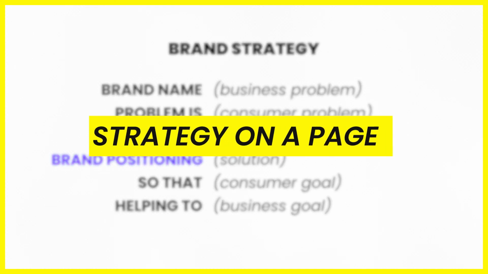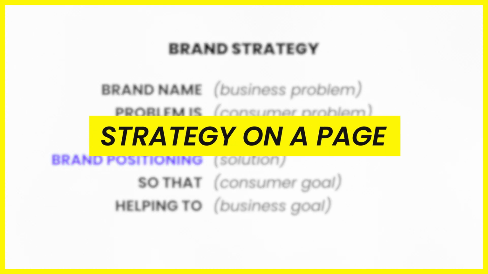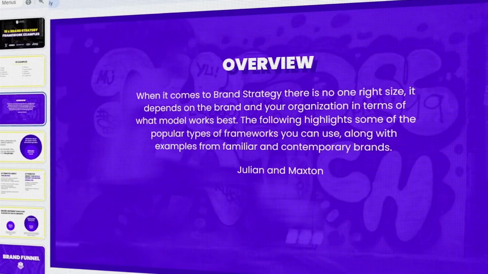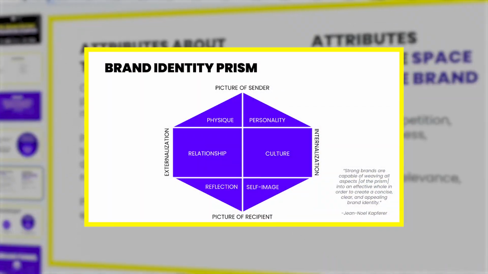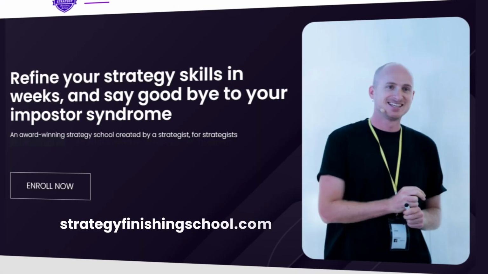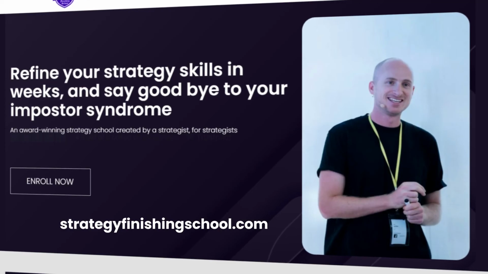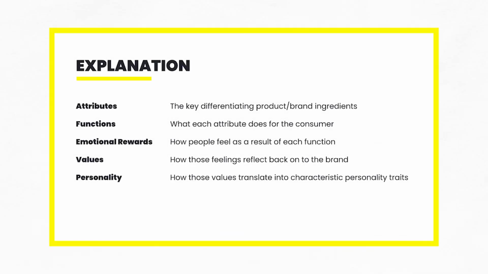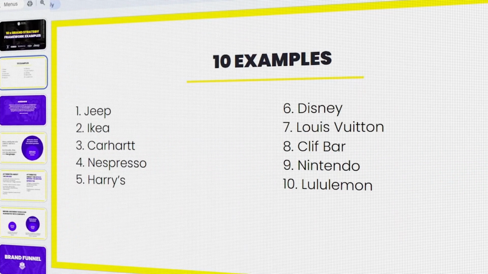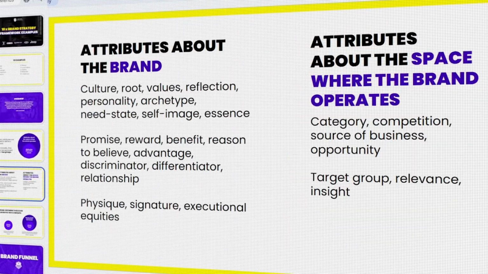This is also called a strategy on a page, the framework that I use for most of my clients because of its simplicity and anyone in the business can make sense of it. However, there are other frameworks that you can use too, like the brand identity prism, brand key, and brand conviction springboard to visualize your strategy. In the Strategy Finishing School, there's a whole deck you can get a copy of for the different brand frameworks, their explanations, and with examples of how they should be used. Knowing the different ways you can show output to your clients and get a perspective of what's the best framework to use. Most of all, have the confidence that your strategy is pointed in the right direction.